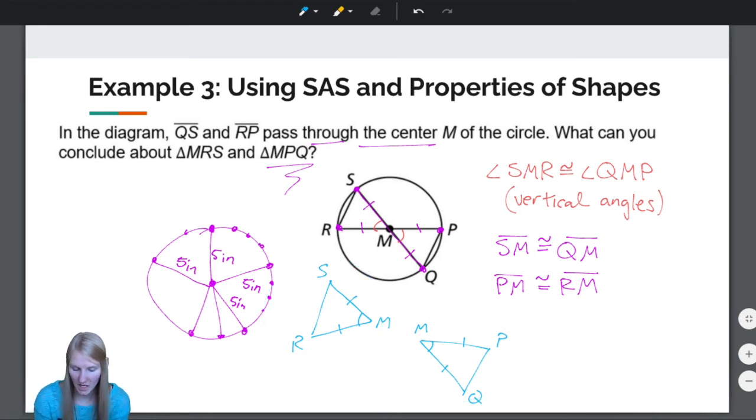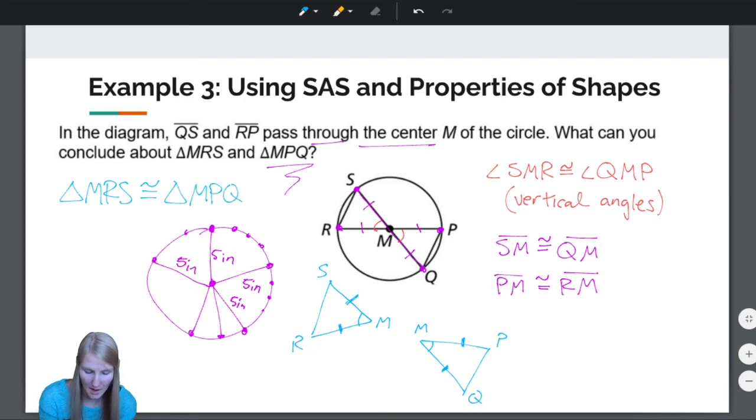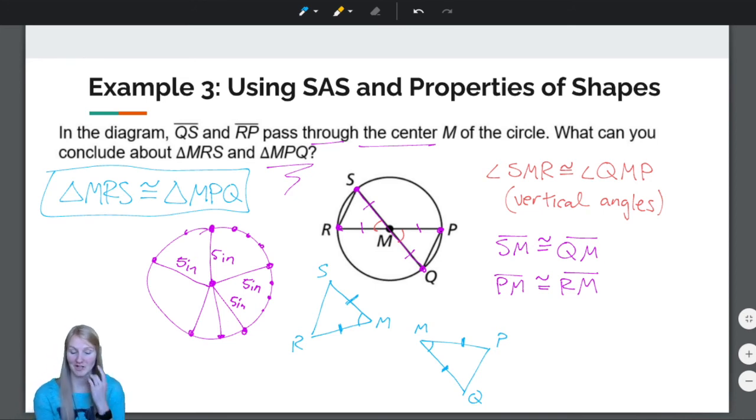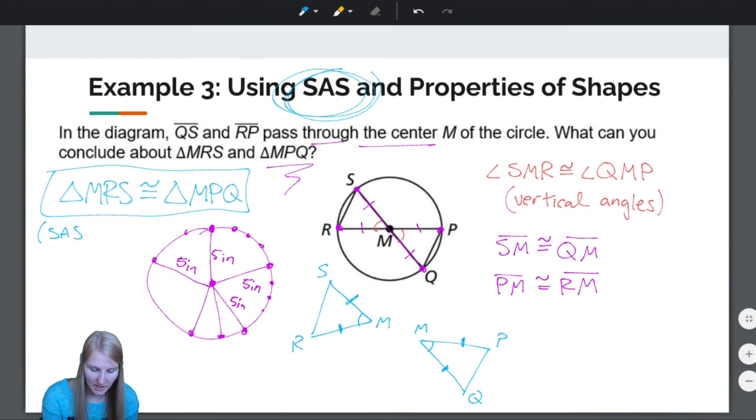So, because they have two sides and the included angle congruent, we can conclude that triangle MRS is congruent to triangle MPQ, because of the side angle side congruence theorem.